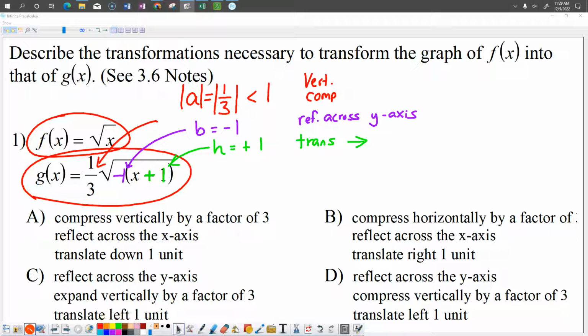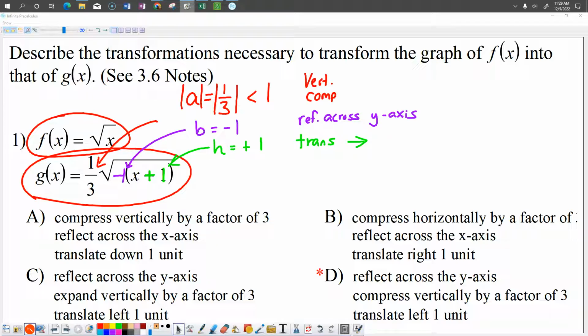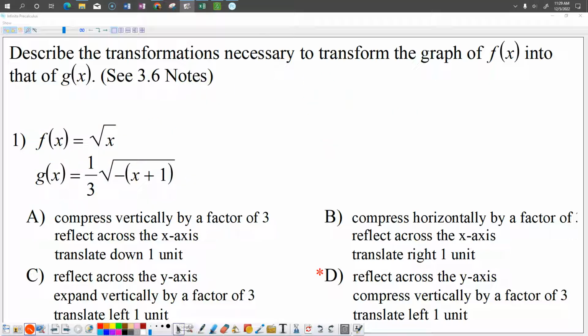And we could see that the answer choice that satisfies that criteria is option, where did it go? D, reflection across the y-axis, compression vertically, translation to the left. Oh, did I say translation to the right? I did, didn't I? So I was wrong. This is supposed to be a translation to the left. My bad. Because it's a positive. When you add one, it's a translation to the left. So there's that. All right, let's take a look at another one here.